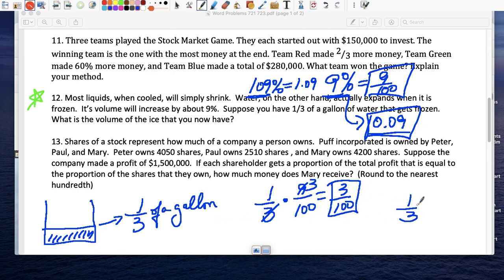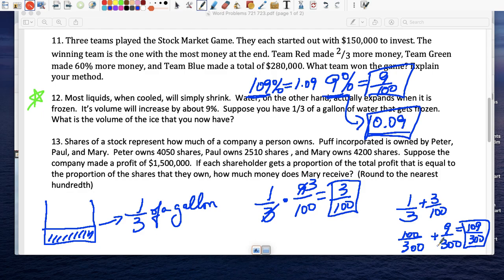We have 1/3 of a gallon, so we're going to add this to the part that got the increase, and then we're going to add these two. Well, we've got to change our denominators, right? We have to find common denominators. The common denominator is 300, so this becomes 100, and this becomes 9, and you get the same exact answer, 109 over 300.